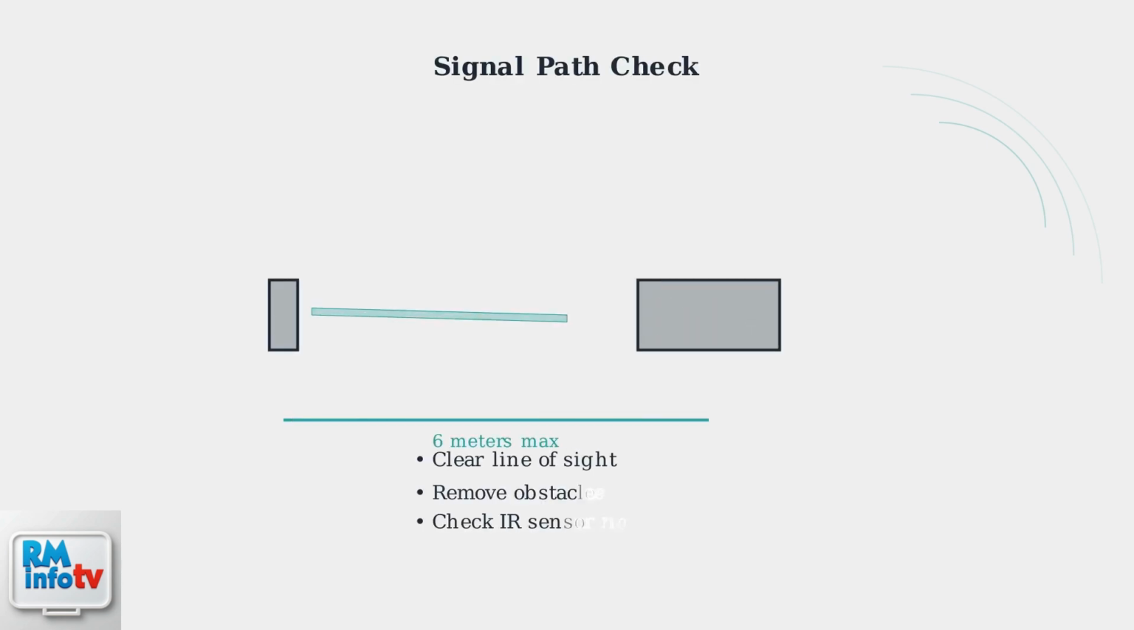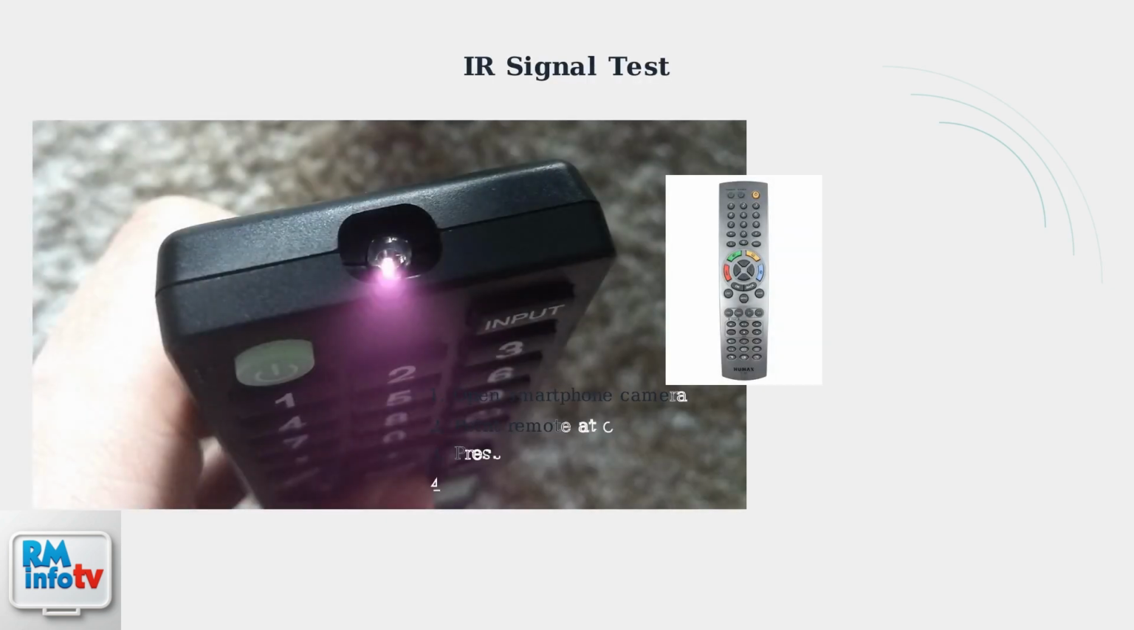If battery replacement doesn't work, check the signal path. Ensure there's a clear line of sight between your remote and the Humax device within 6 meters. You can test if your remote is working by pointing it at a smartphone camera. You should see a purple or white light when pressing buttons if the remote is functioning properly.